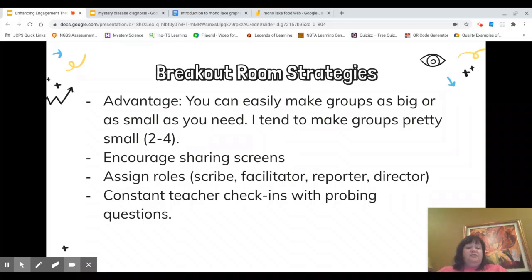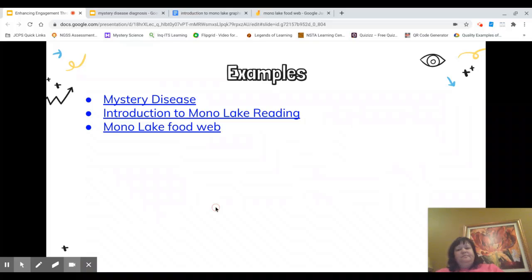So what I do to make sure they are doing those roles and staying on task is I just do constant check-ins with probing questions. And then I'm asking each person in the group what their response is so I know that they are participating. So here are some examples that I'm going to show you of ways that I got kids to collaborate. Again, I don't use a lot of different tools. I mostly use those breakout rooms.